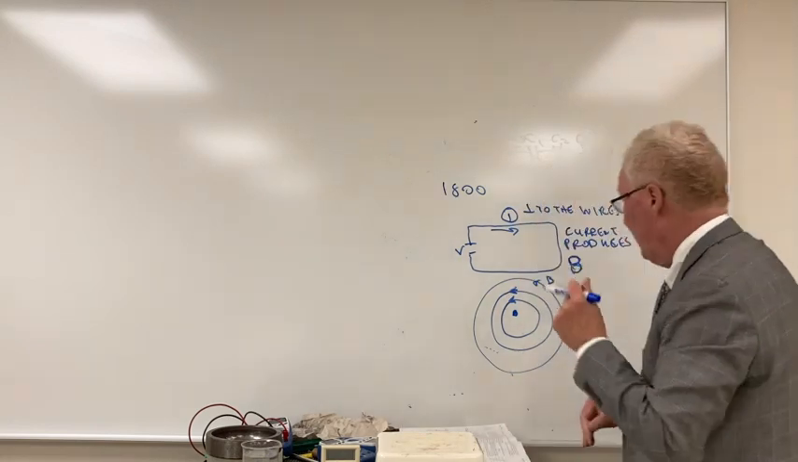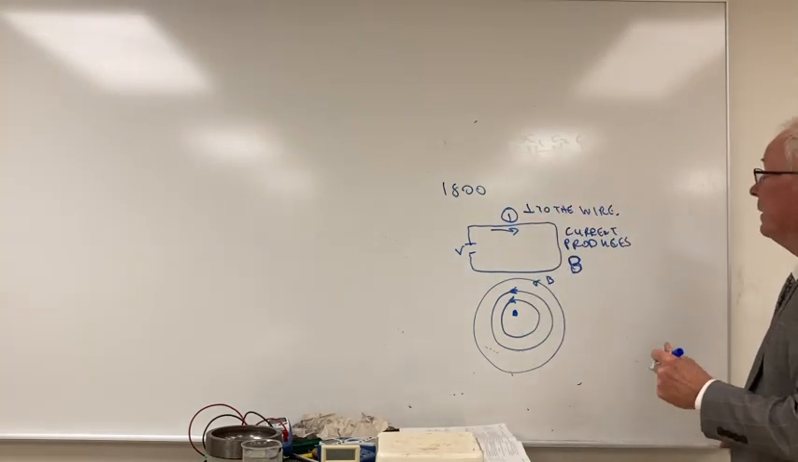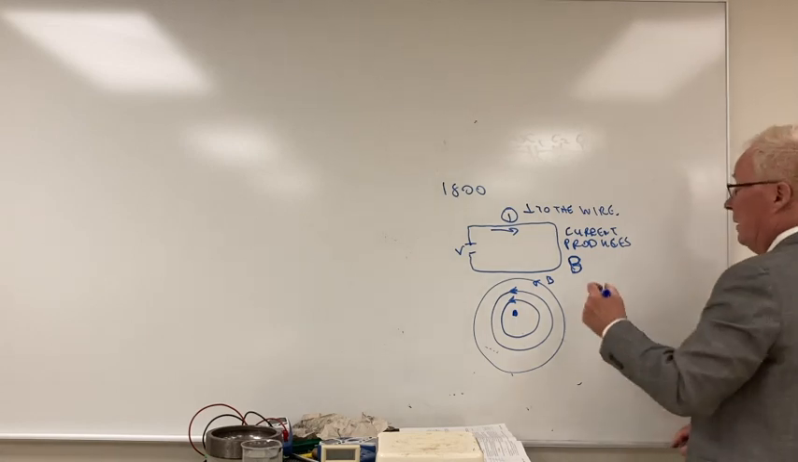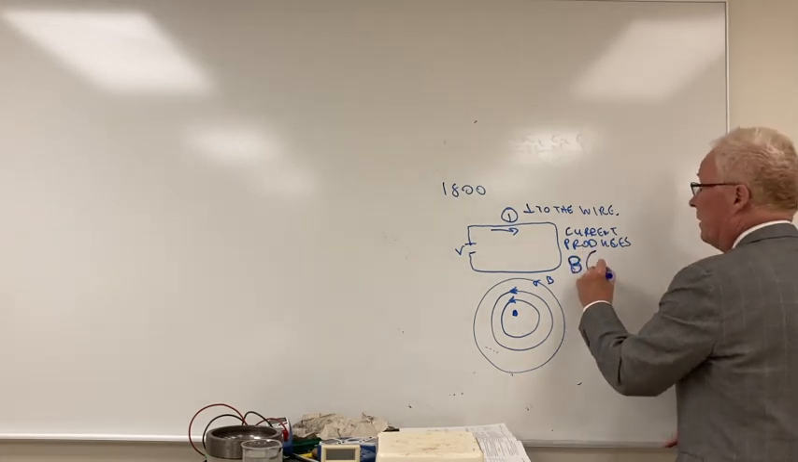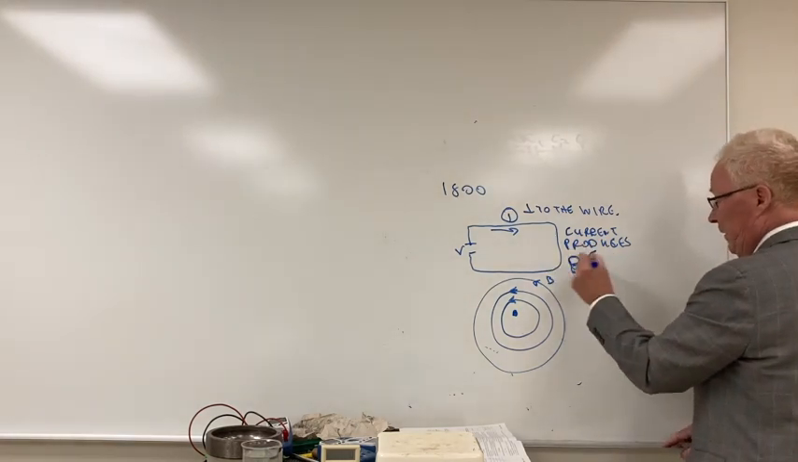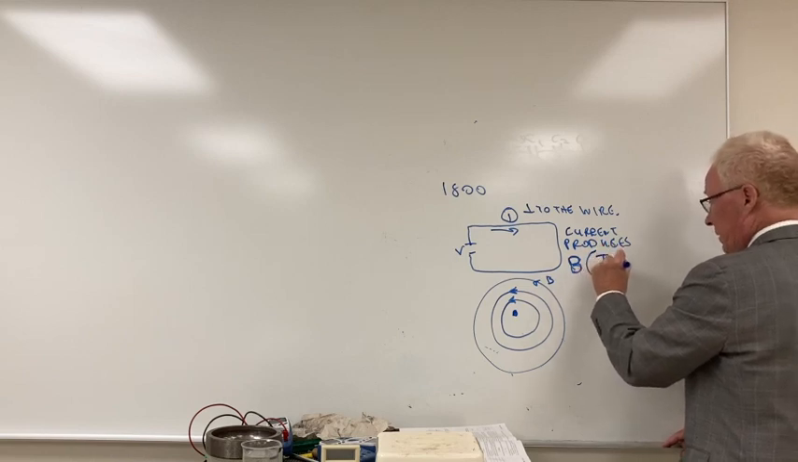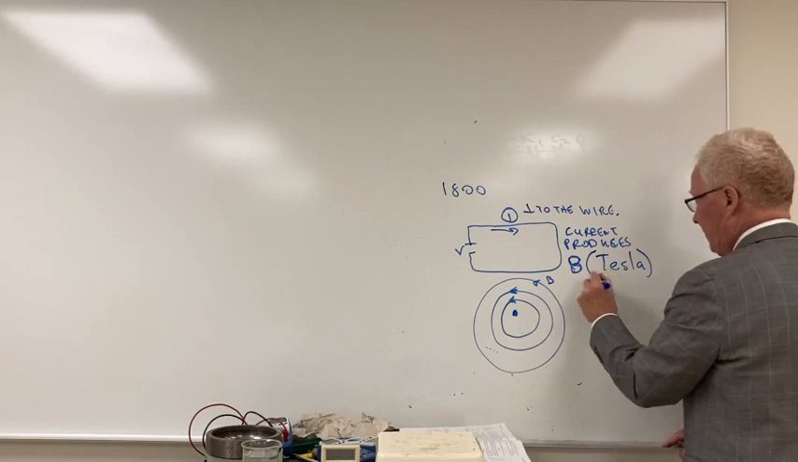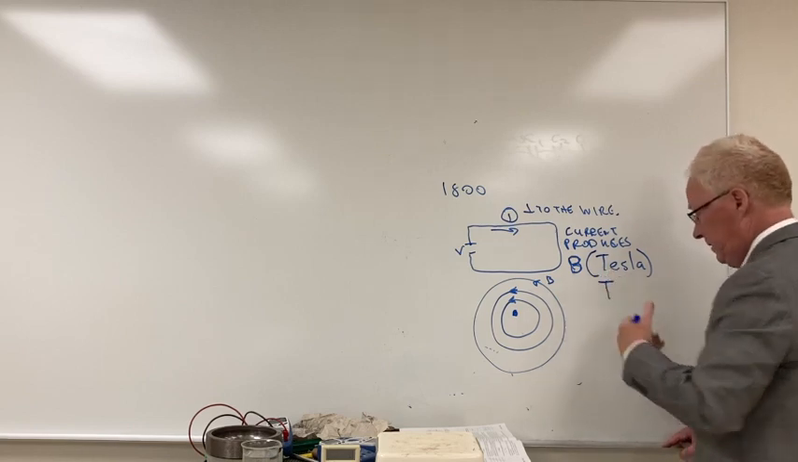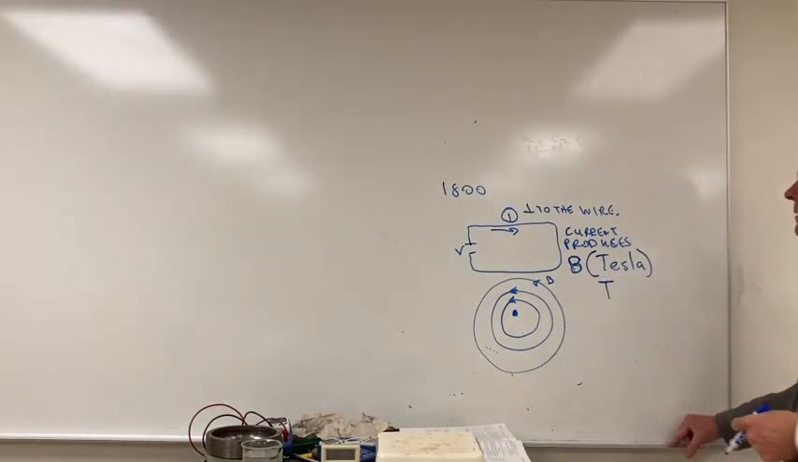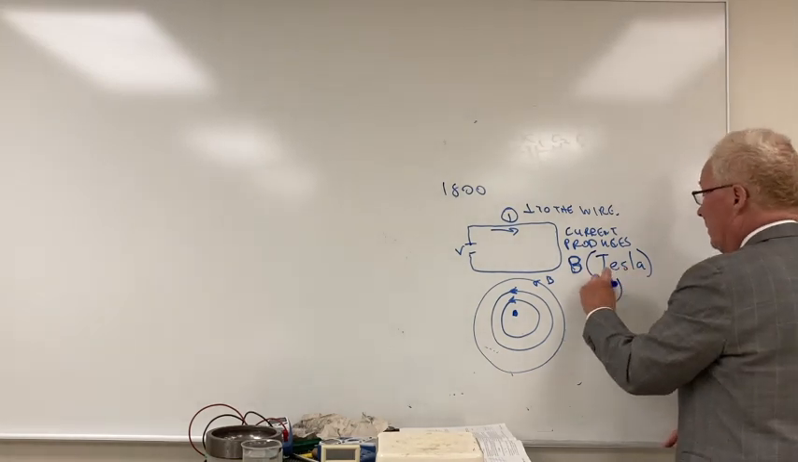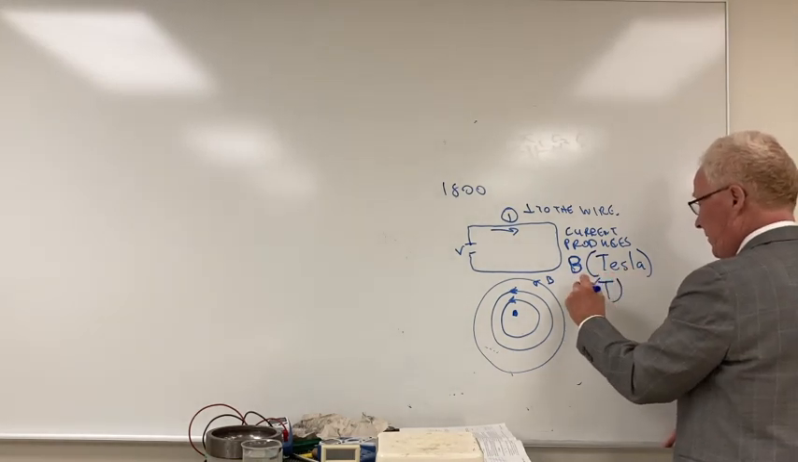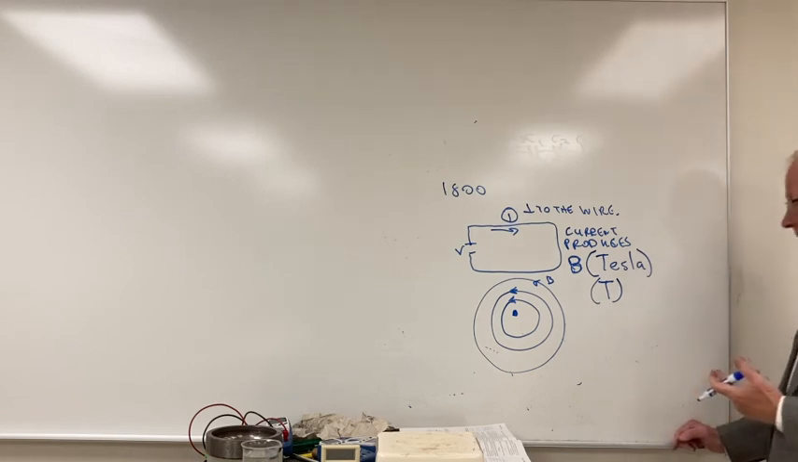All right, so moving on. The unit of the magnetic field is the Tesla. That's what the car is named after. It's actually named after Nikola Tesla. It's not named after Elon Musk. So the unit is the Tesla, T, which is actually a very high magnetic field.